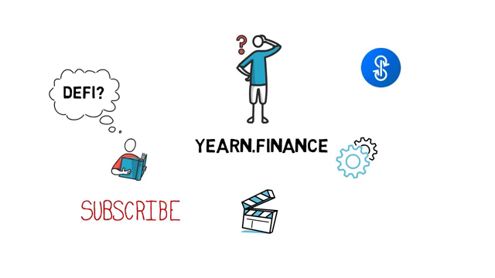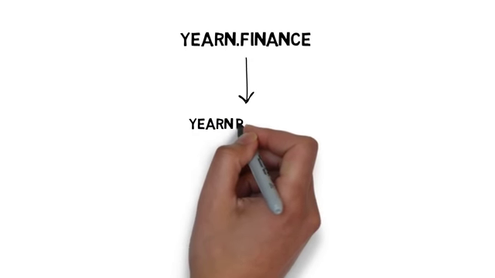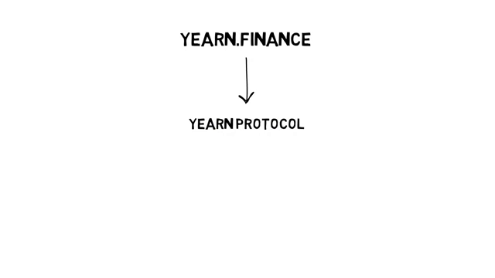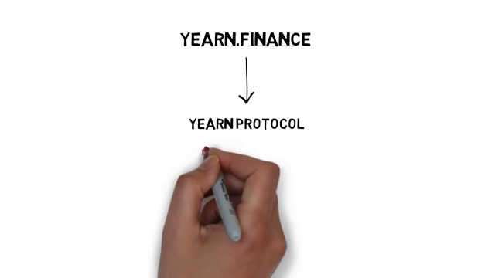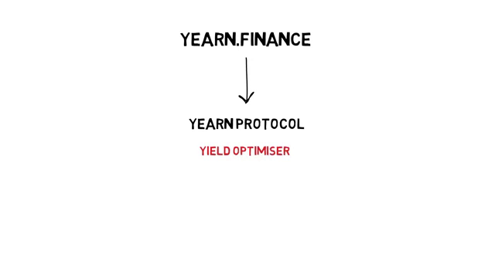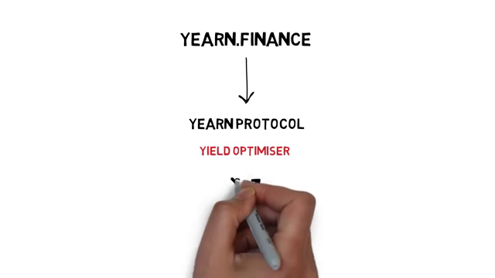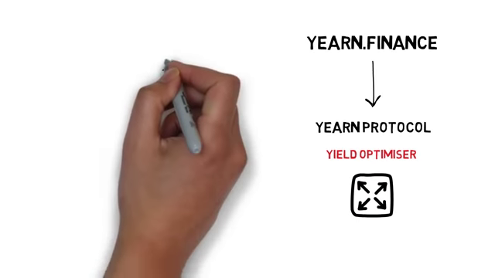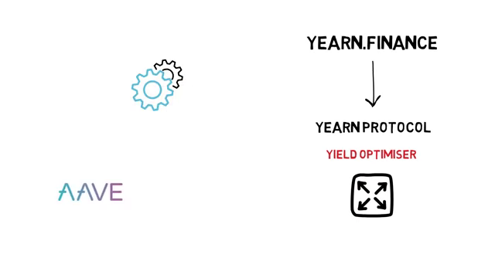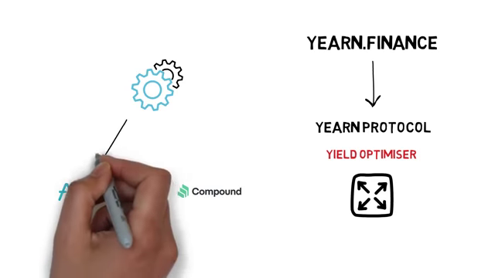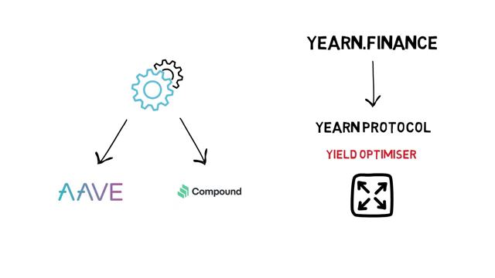Okay, let's start with what yEarn Finance is all about. The main element of yEarn Finance is the yEarn protocol. The yEarn protocol, in essence, is a yield optimizer that focuses on maximizing DeFi capabilities by automatically switching between different lending protocols. Before we explain the mechanism of the protocol itself, let's see how yEarn came into existence.